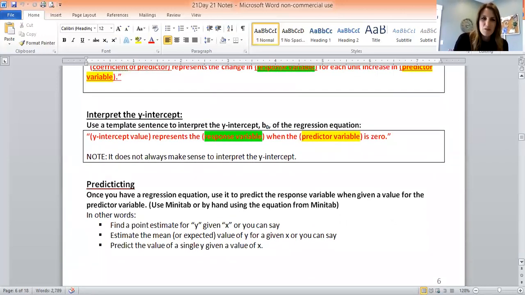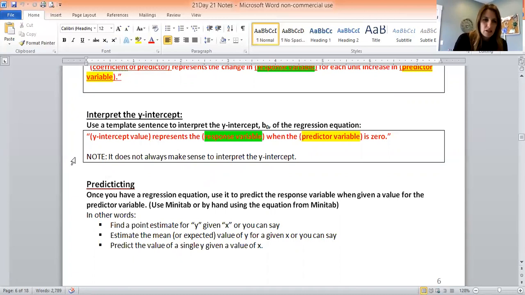And then I can interpret the y-intercept. Now, it doesn't always make sense to interpret the y-intercept, so we just have to be careful of that. The y-intercept is, as we should know, just when x is 0, that's what my y is, right? So here's my template for my y-intercept.